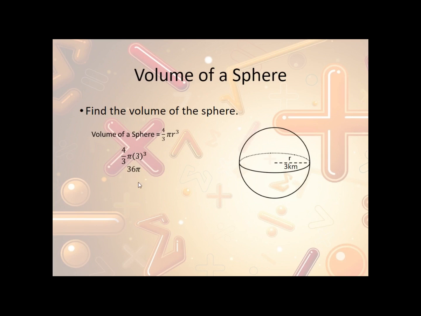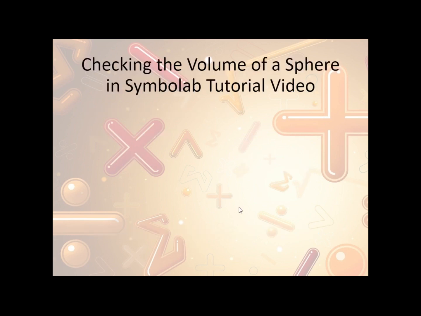Again, we leave pi exactly as it is, and then we include our units. This is in kilometers, so we'll leave it in kilometers. And it's the volume, so it becomes kilometers cubed. So this is 36 pi kilometers cubed.